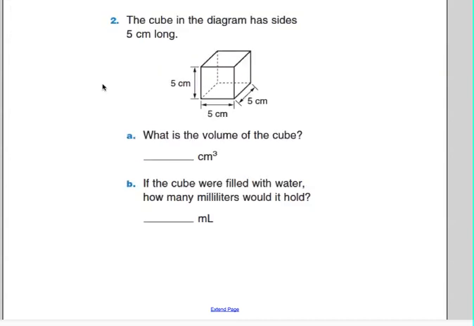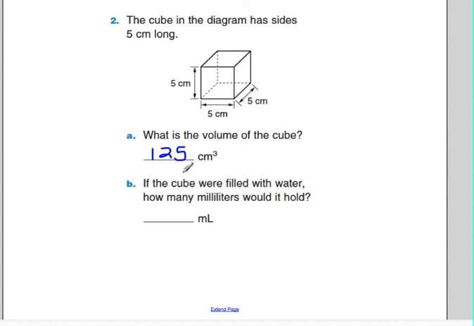Now let's take a look at number 2, and you should be writing all of this down in your journal as we go through this. The cube in the diagram has sides 5 centimeters long. Okay, so it's 5 by 5 by 5. It's a cube. What's the volume of the cube? Okay, calculate that. You can figure that out, or you can use your calculator. 5 times 5 is 25. That's the area of the base. Times 5, 25 times 5. You should have gotten 125 cubic centimeters. Okay, the volume is 125 cubic centimeters.